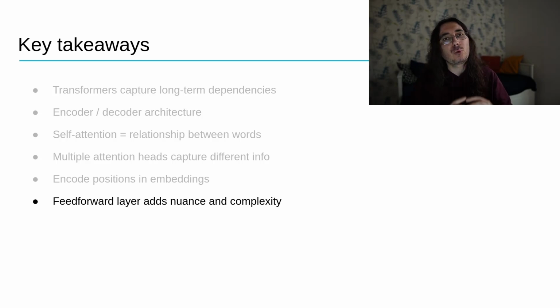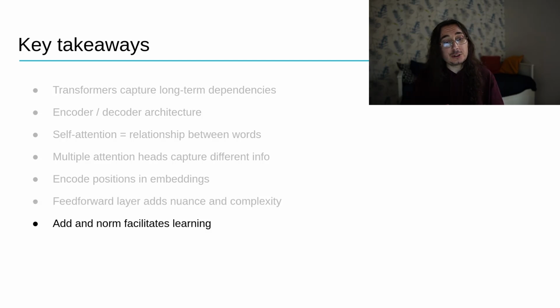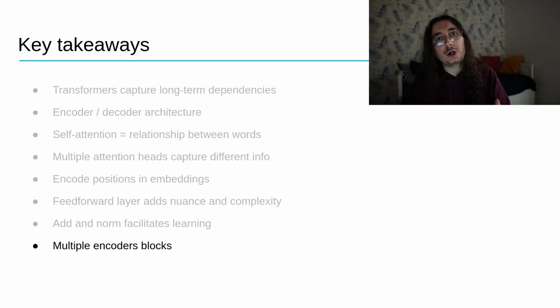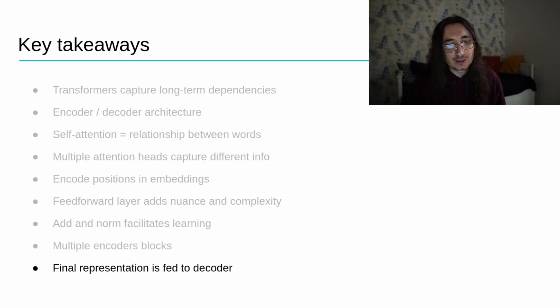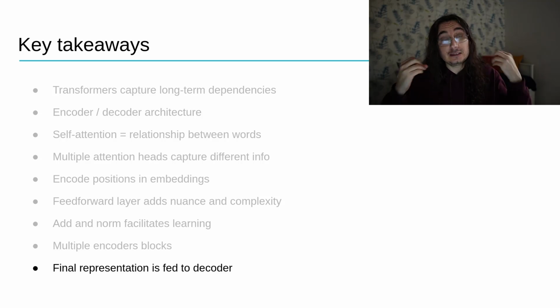We do have a feedforward layer in the encoder block, and that is used to add complexity, non-linearity to the model so that it can learn more complex representations. We also use an add and normalization facility to streamline the learning process. In the encoder, we may stack multiple encoder blocks with the hope to get ever more rich and ever more abstract representation of the original sequence data. And finally, the final representation that we get from the last encoder block is fed to the decoder.